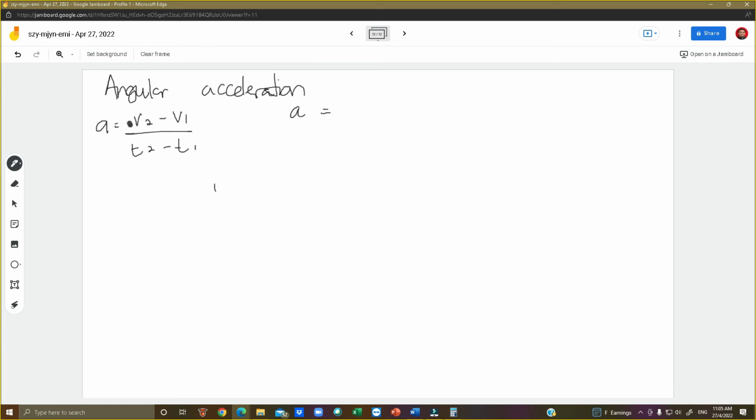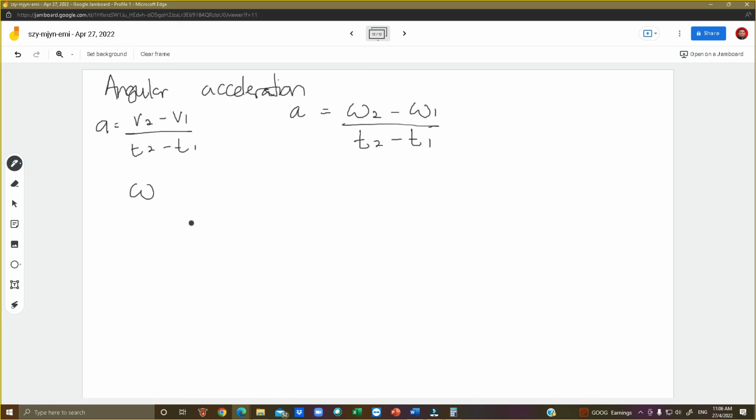Tadi velocity, angular velocity apa nama dia? What is the symbol for angular velocity? Apa nama dia? Omega. Omega. Kita ulang balik je. Alpha equals to omega 2 minus omega 1 over t2 minus t1. Itu je lah, angular acceleration, sorry.